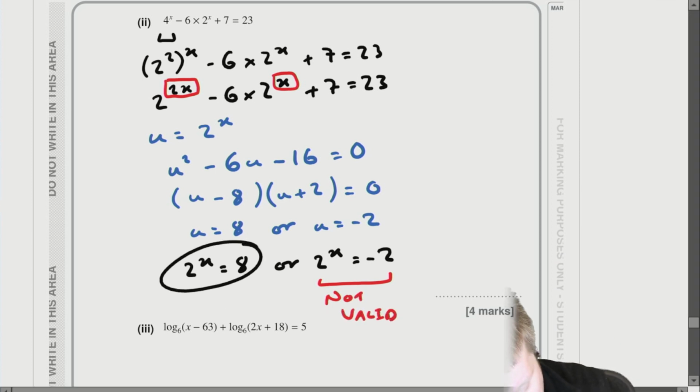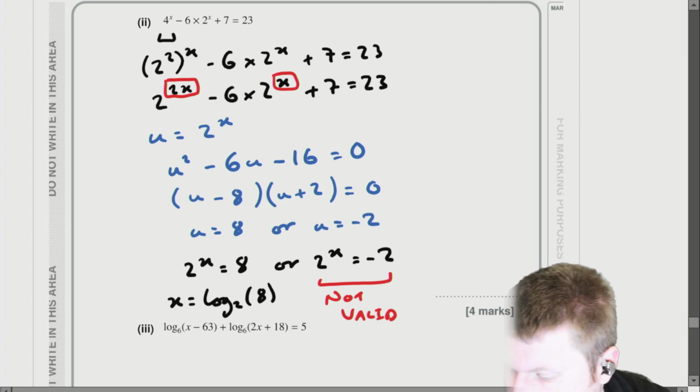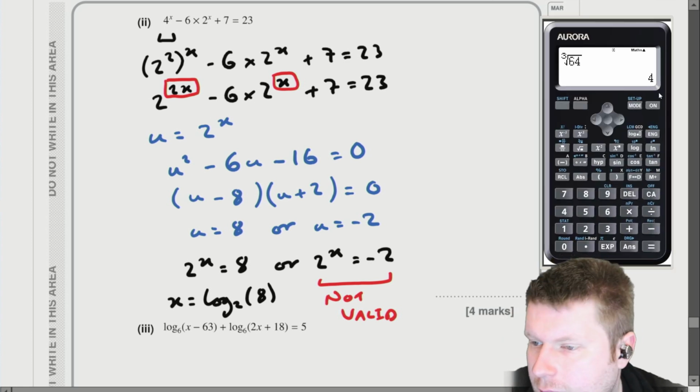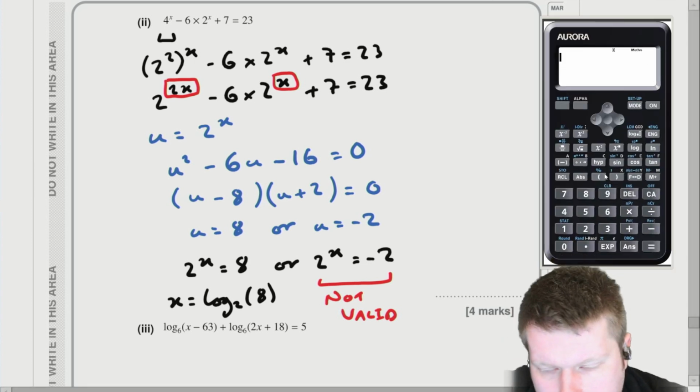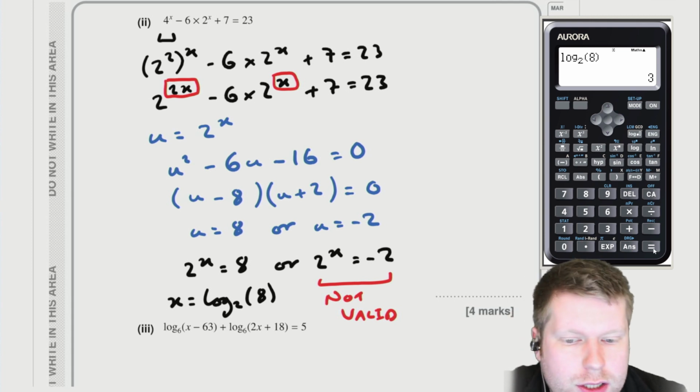And this one, if you're not sure how to solve this, you can use a calculator. Again, use your logarithms. So log to the base 2 of 8. If I type that into a calculator, let's clear the last number. So we've got log to the base 2 of 8, and you realise that's just equal to 3.